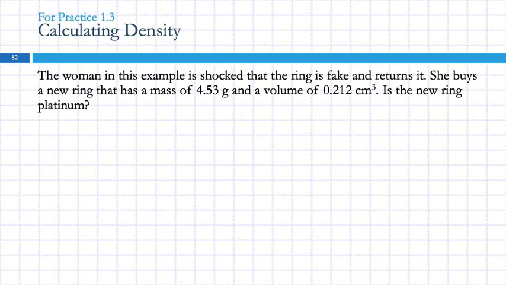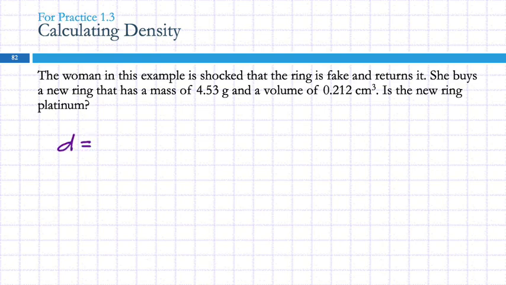So follow-up question. The woman in this example is shocked the ring is fake and returns it. She buys a new ring, has a mass of 4.53 grams and a volume of 0.212 cubic centimeters. Is this one platinum? Well, you need to find the density, right?